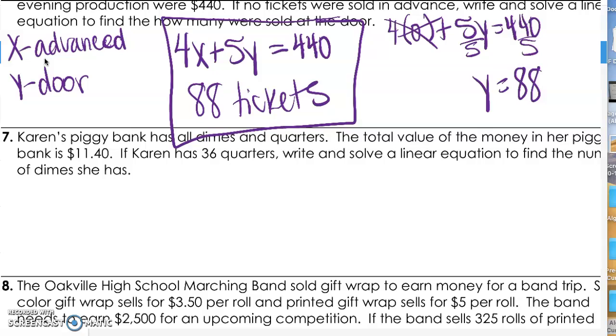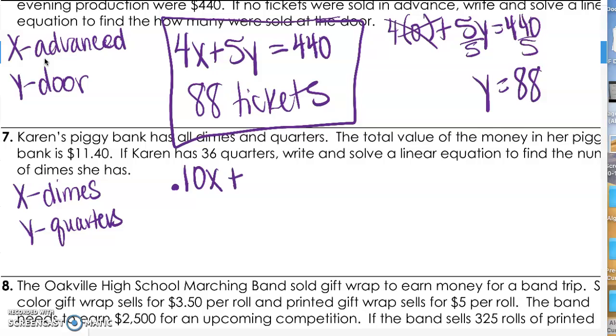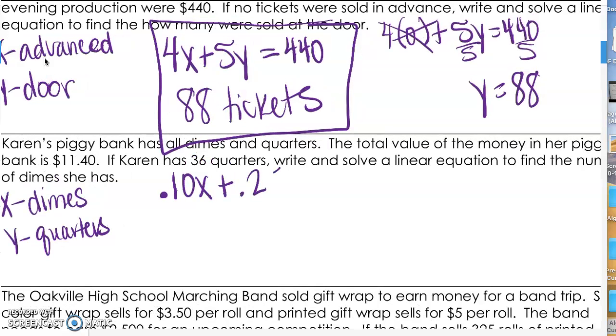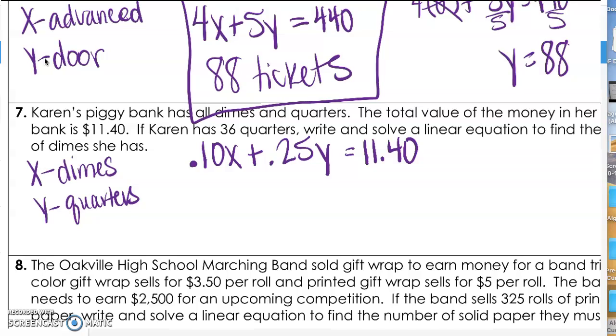Number 7, we have dimes and quarters. So right off the bat, I'm going to use x is dimes and y is quarters. Again, if you would rather use d and q, you can do that. This one gives us the total value, so you need to know how much a dime and a quarter is worth. A dime is worth 10 cents. So you do 0.10x plus 0.25 for a quarter, y, is equal to 11.40. So it didn't give you the numbers. You need to know how much each coin is worth.